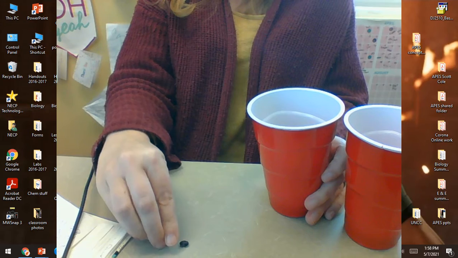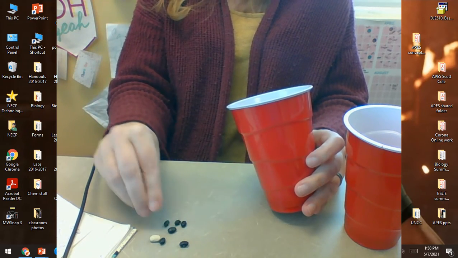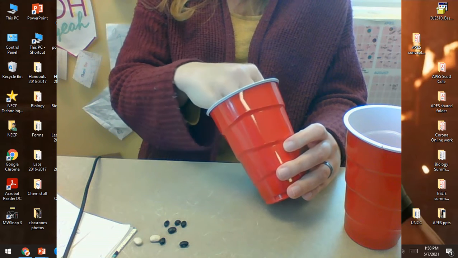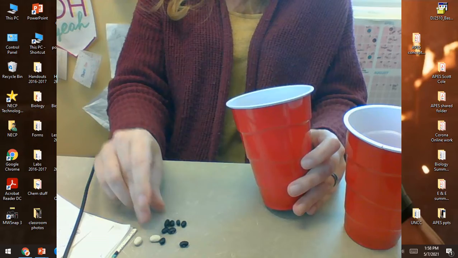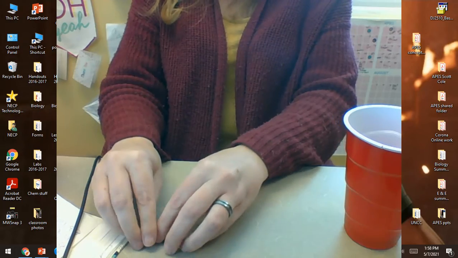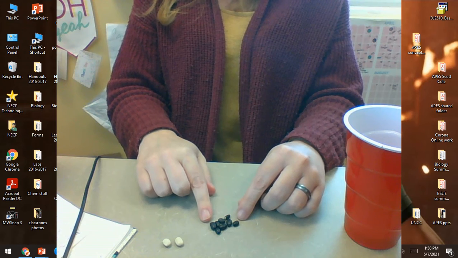Oops. 1, 2, 3, 4, 5, 6, 7, 8. Too many. 9 and 10. So in this round, I've got 2 white beans and 8 black beans.